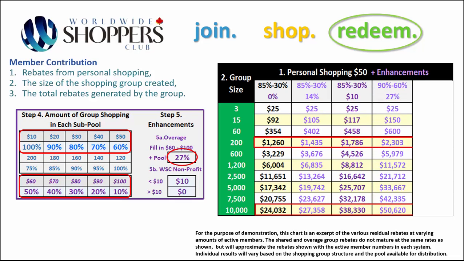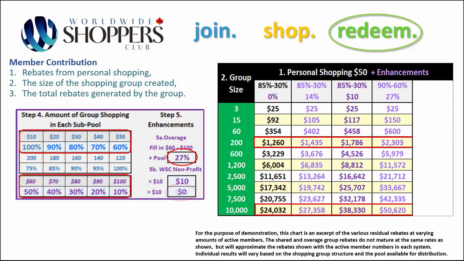So now at 200, the rebate distribution for this particular group would be $2,303. Now we've over doubled what we had when we didn't have any enhancements. Also at 10,000, we've gone from $24,000 to $50,000 per month in rebates. Again, more than double.